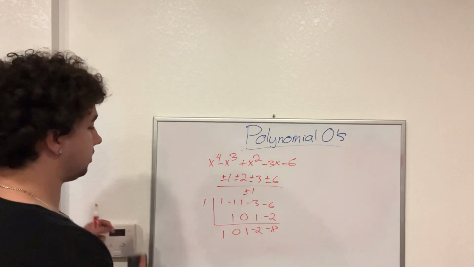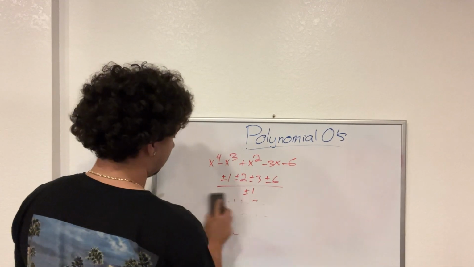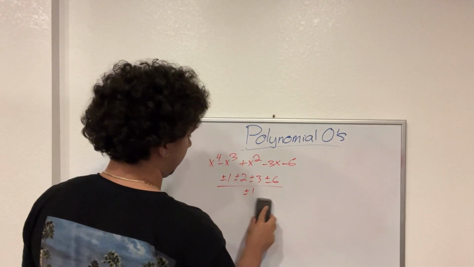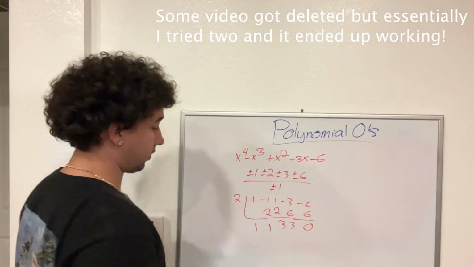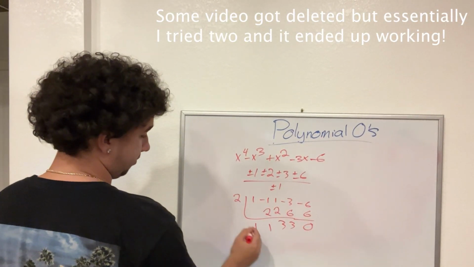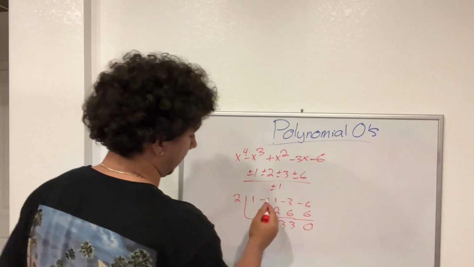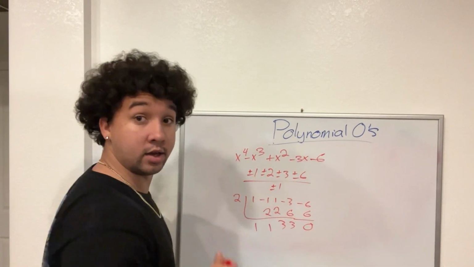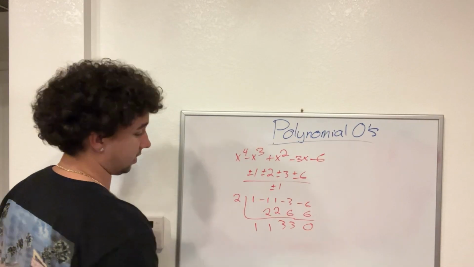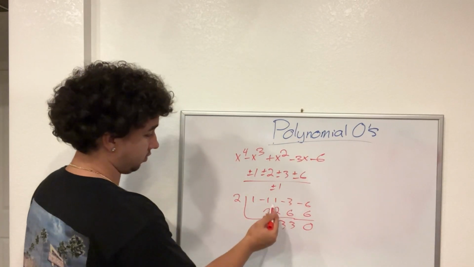And so essentially what I would do is I would go through all of these, trying to figure out which one best works, right? And so again, just as a recap, I bring the first number down, multiply, so 2 times 1, it gives me 2, and then I add. Negative 1 plus 2 is 1. Then I complete and redo these steps. So 2 times 1 again is 2. 1 plus 2 is 3.